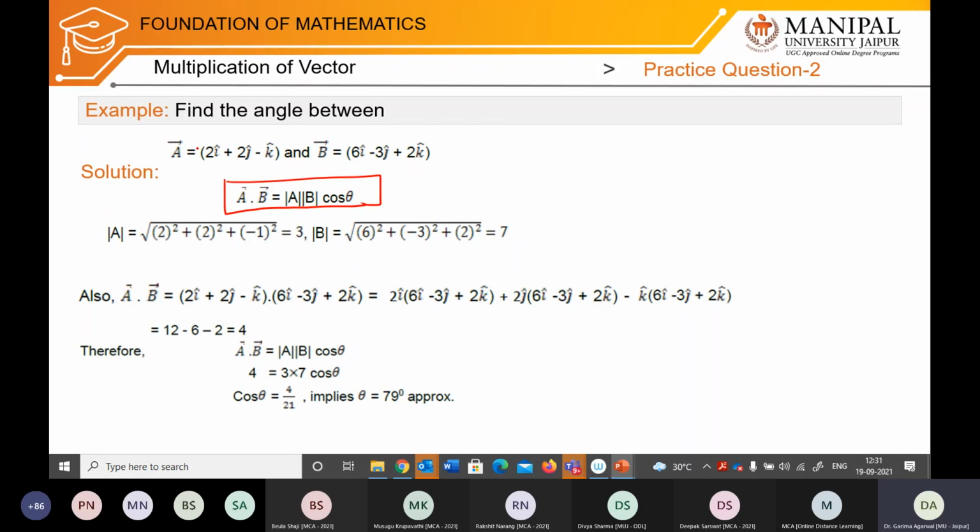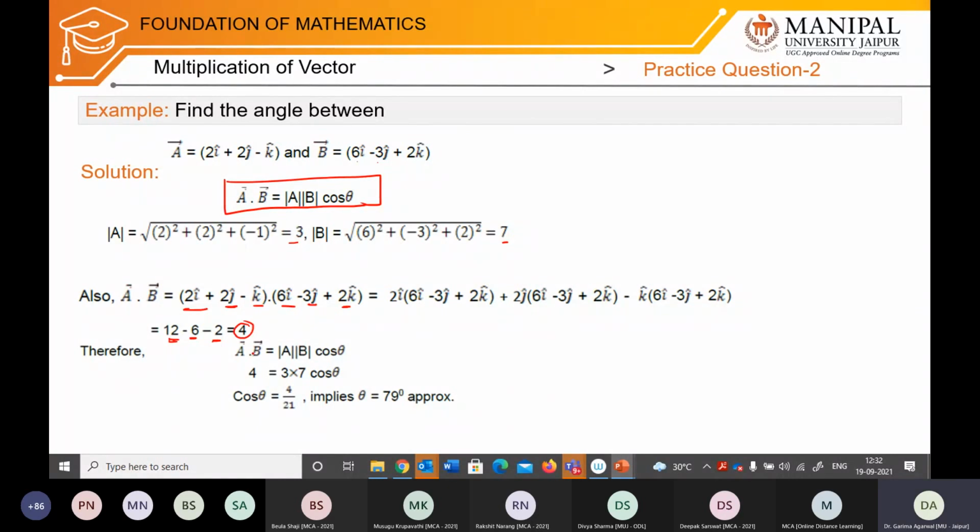So magnitude of A is root of 2 square plus 2 square plus minus 1 square. Magnitude of B is 6 square minus 3 square 2 square. Right, so magnitude of A is 3, magnitude of B is 7. And what will be the value of A dot B? 2 i cap and 6 i cap, that is 12. 2 j cap and minus 3 j cap, that is minus 6, and minus k cap plus 2 k cap, that is minus 2. So the resultant is 4. A dot B is 4.